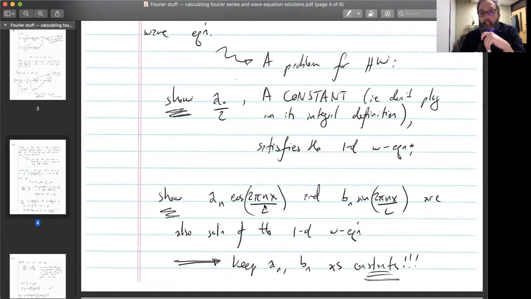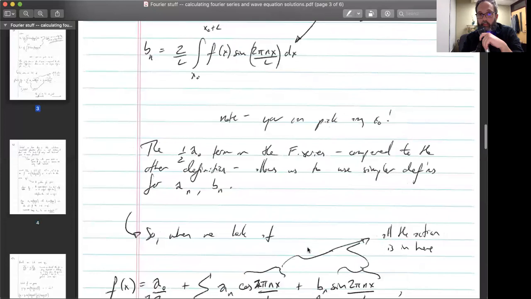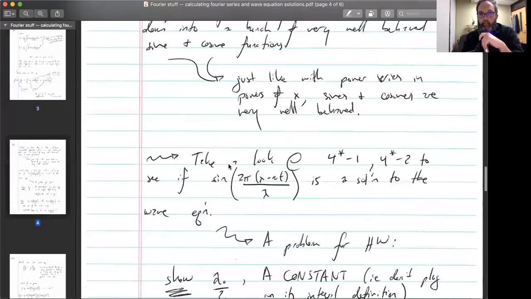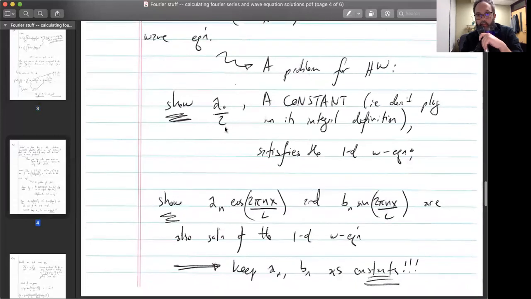Show that this thing and this thing for arbitrary n are also solutions of the one-dimensional wave equation. And again, a sub n and b sub n are constants now. You've already integrated this stuff and just gotten a number. So it's very easy to take derivatives of constants, right? Don't sweat that stuff.